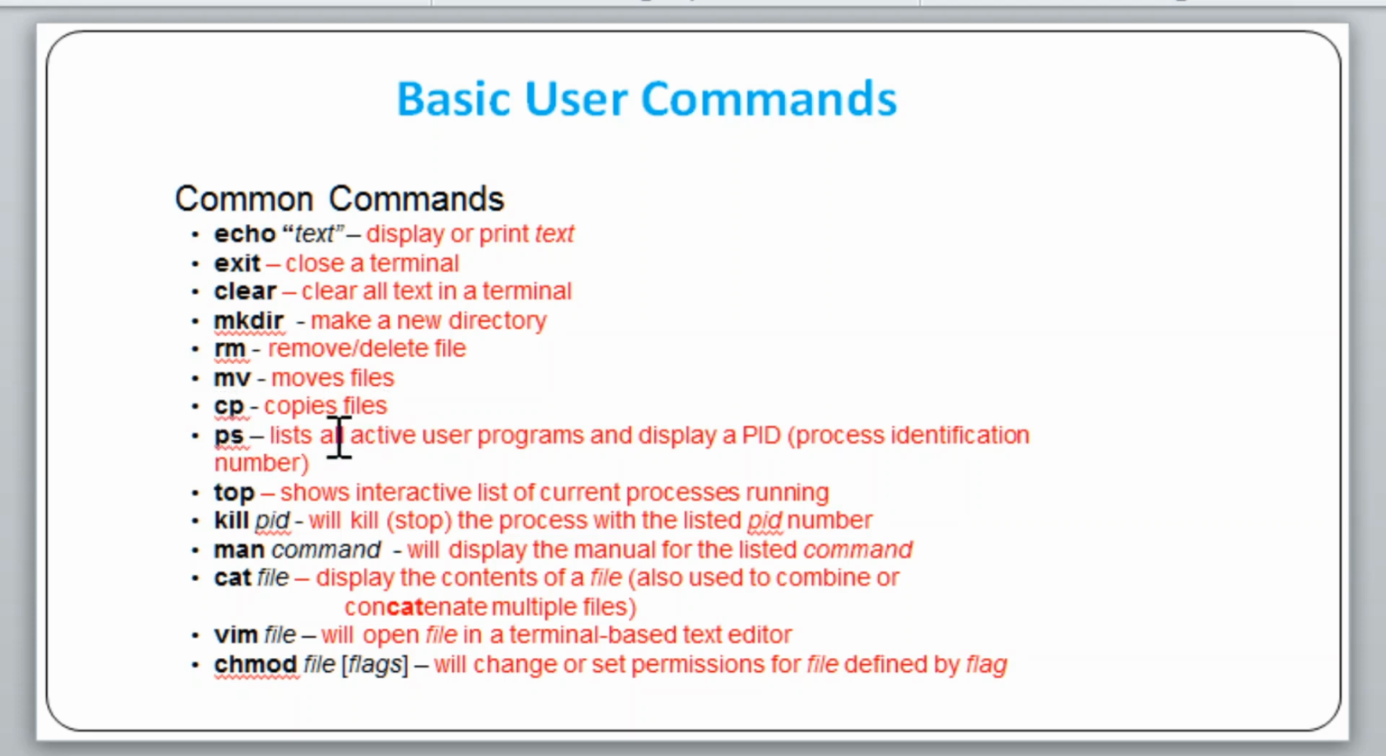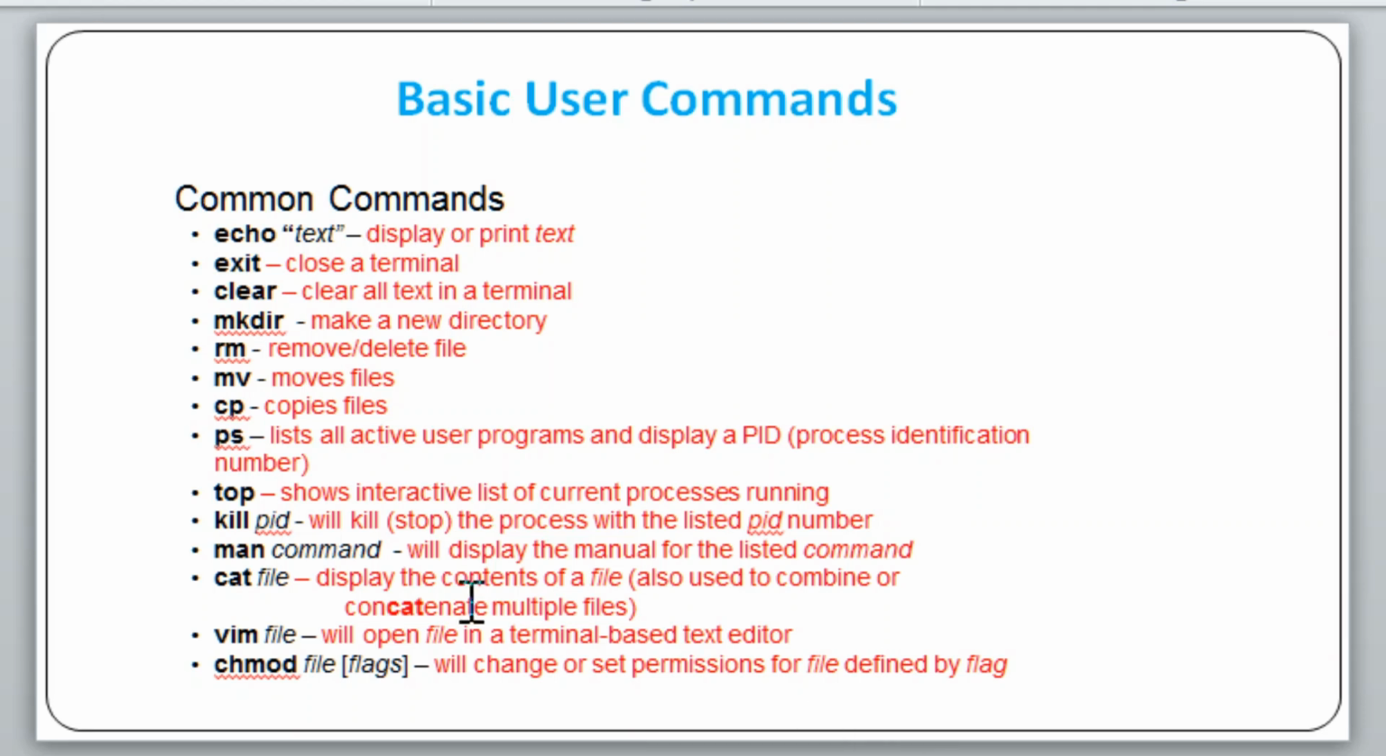ps, which will list all active user programs and display a PID, which is a process identification number. We have top, which shows an interactive list of current processes running. We have kill, which will kill or stop the process with a listed PID number. And then we have man or manual, which will display the manual for the listed command. We also have cat, which will display the contents of a file, also used to combine or concatenate multiple files. And you'll see here in this word concatenate, that's where cat comes from, C-A-T. Okay?